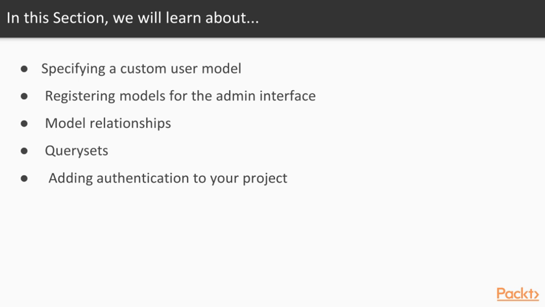In this section, we will learn how to specify a custom user model. We will then learn how to register models for Django's built-in admin interface. We will also look at model relationships and at the Django Query Set API. And in the last video of this section, we will add authentication to our project.